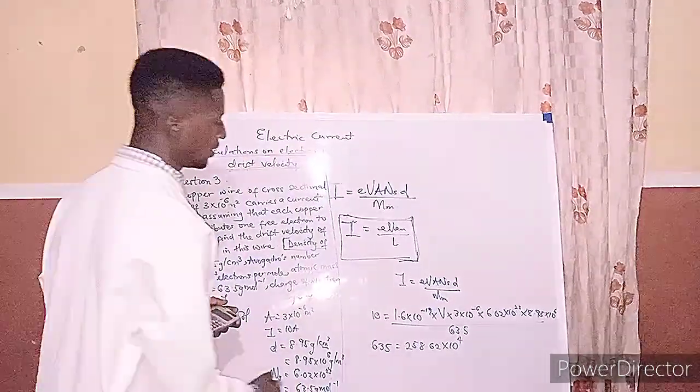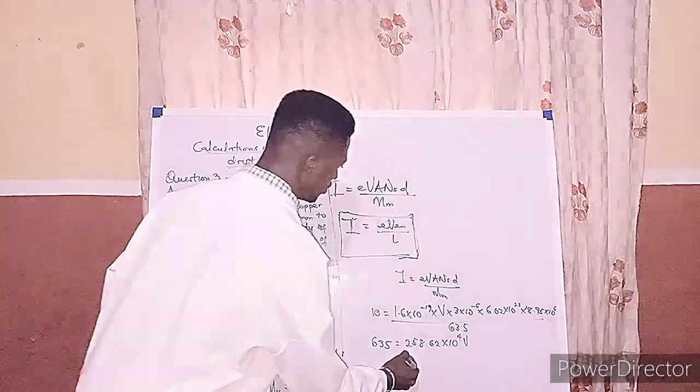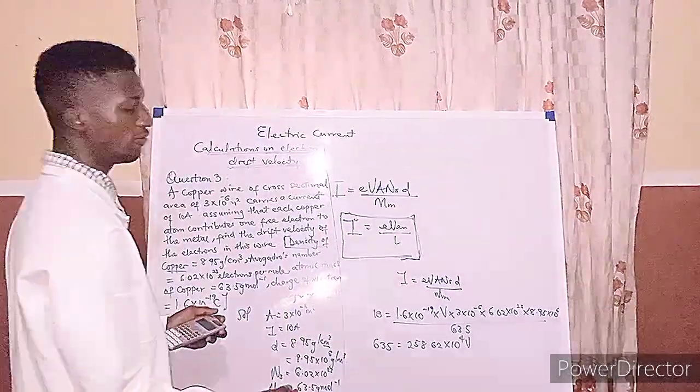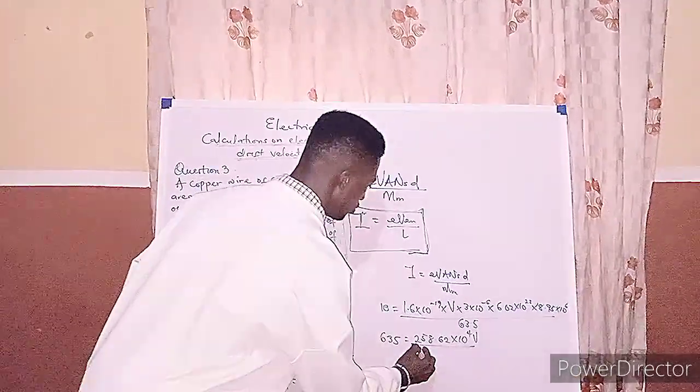So here now, what are we getting? You just have your V, which is unknown. So what do you do now? You divide by the coefficient. What is the coefficient?